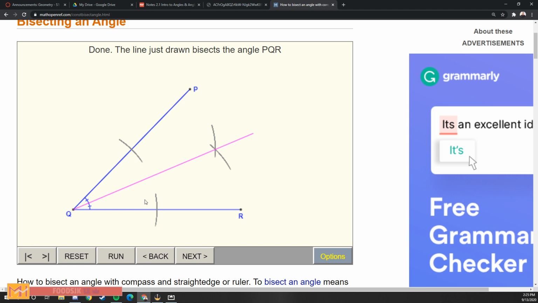Bisector meaning to split into 2. Bi meaning 2, sector meaning like split sort of. So bisector, and these 2 angles are the exact same degree measurement. Okay? This angle on the left is the exact same measure. So 20 and 20, 30 and 30, 25 and 25, 60 and 60, whatever it is, these two angles have the exact same measure. This pink line perfectly splits it in half.